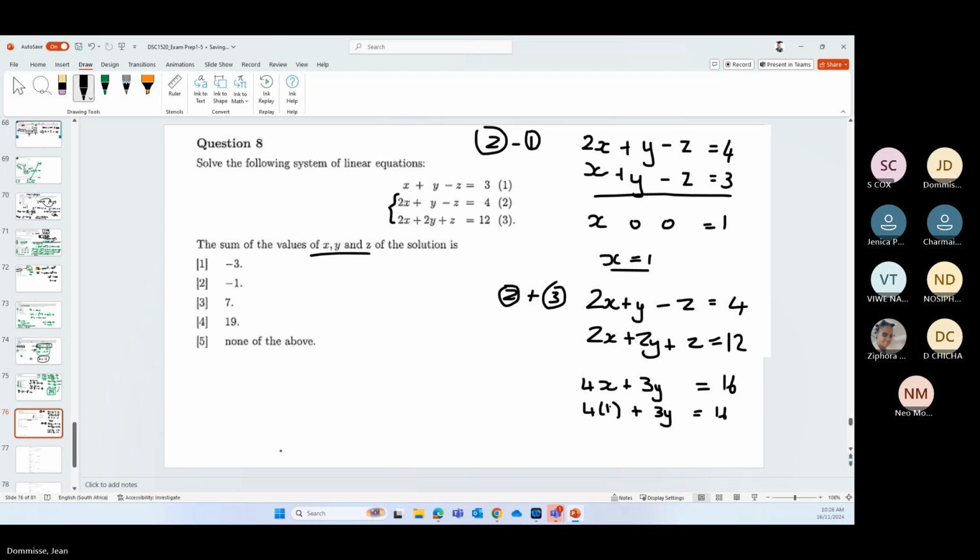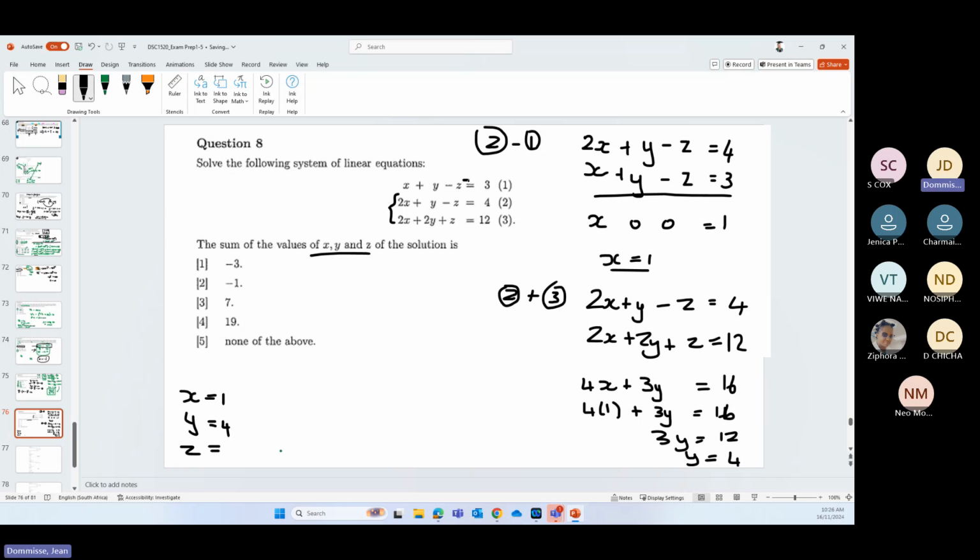So plus 4 on the left hand goes to the right hand. It becomes minus 4. The 3y is equal to 12. Y is equal to 4. Okay, so I already now have x equal to 1, y equal to 4, and now we need to get to z. But that's fine.